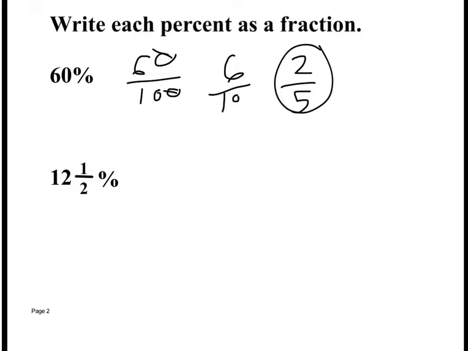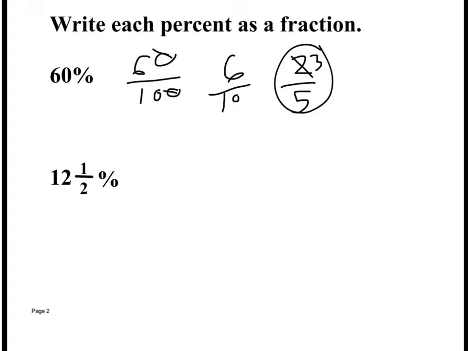Anything that doesn't have a decimal or fraction, we can just write it over 100. This would be 3/5. Sorry. Okay, 3/5. I was wrong. Oh. Yeah. I was thinking that didn't sound right, but I just went with it. 3/5.